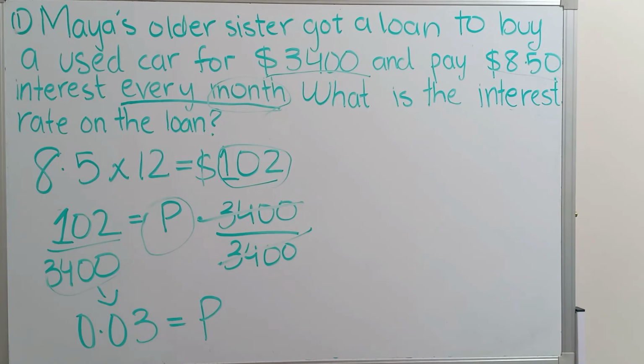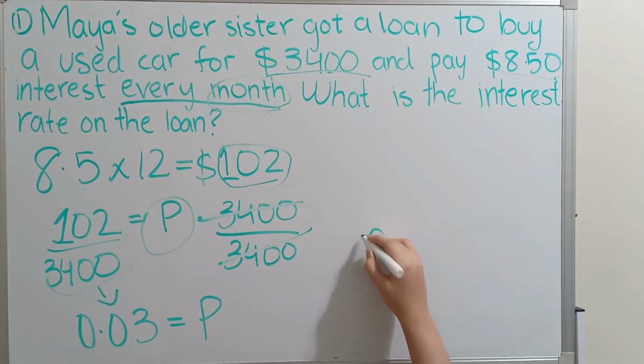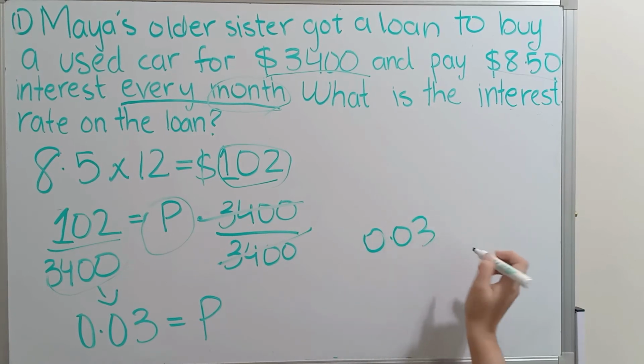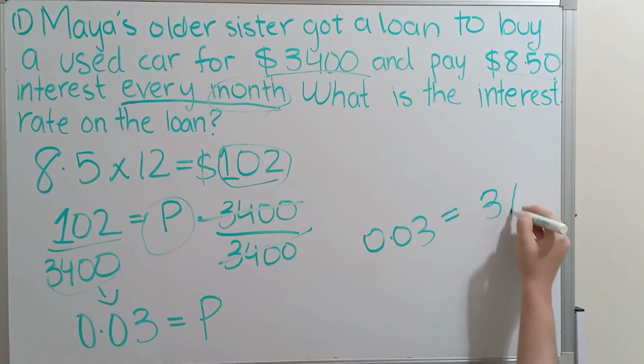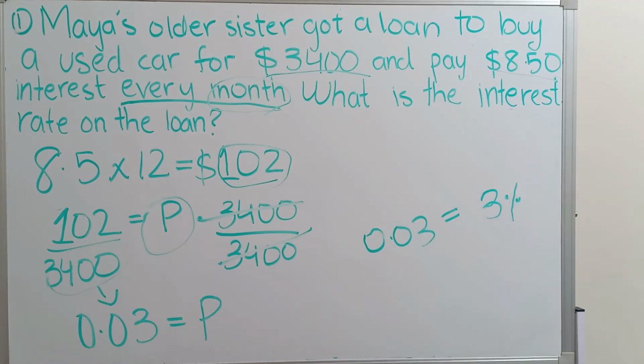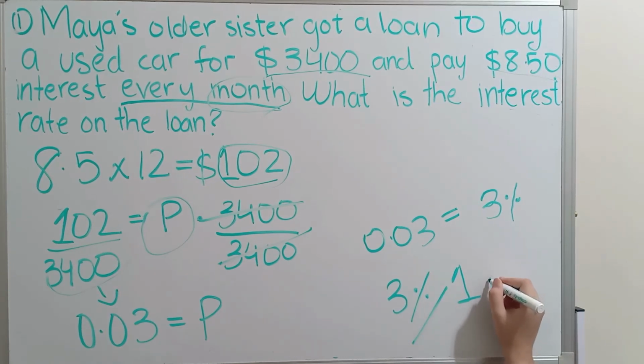So what is our simple interest rate? Our simple interest rate is 0.03, right? But we need to turn it into a percent form. So this decimal into percent form is going to be 3%. So our interest rate for 1 year is 3%. And it is for 1 year, okay? So that is our interest rate for the first question.